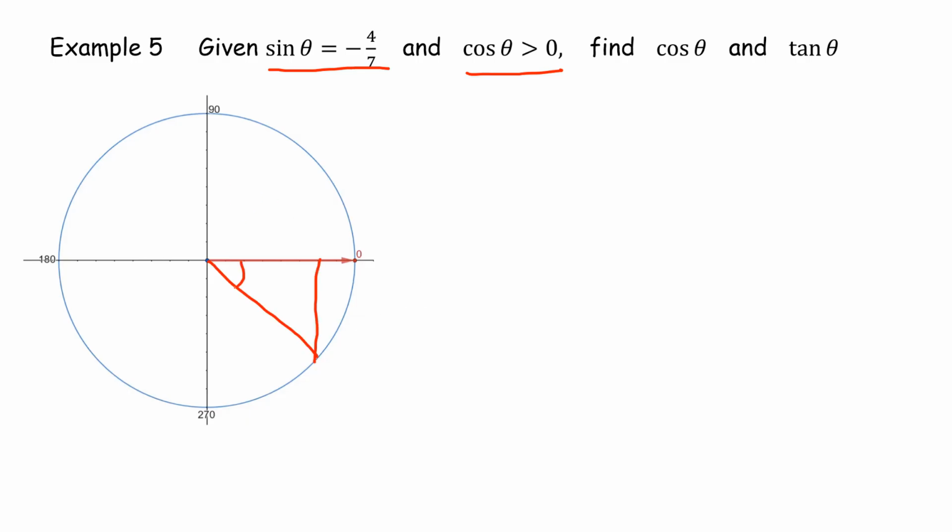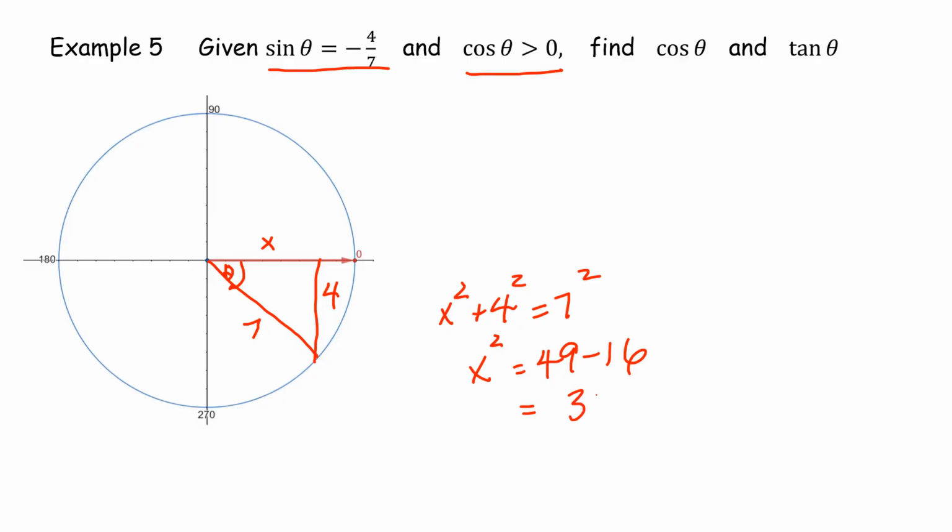We know that the angle here is theta, and we know that sine is opposite over hypotenuse, so opposite is 4, and hypotenuse is 7. And to find out what the adjacent side of this triangle is, we're going to say x squared plus 4 squared is equal to 7 squared. So x squared is equal to 49 minus 16. And so that is going to be 33. So the square root of 33 is that side. And so that's our triangle. And the question is, find cosine theta and tangent theta.